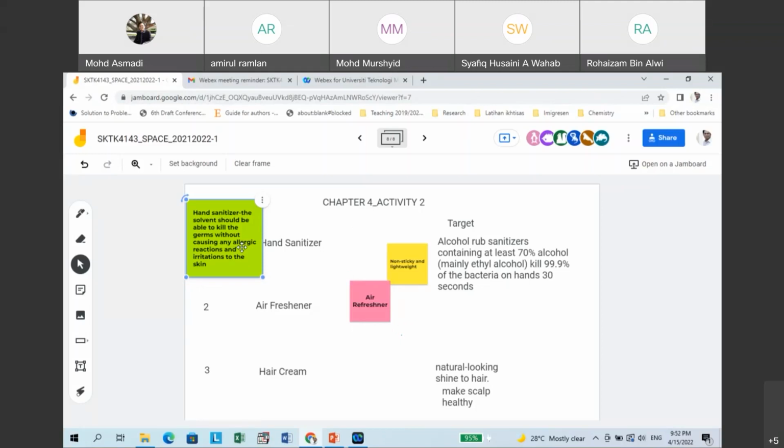For air freshener, you want to find the air freshener that is able to remove odor, or able to remove or degrade the volatile organic compounds, VOC. Like that. For hair creams, for example, you want to find hair creams that are not sticky after you apply them to your hair, and do not cause skin irritation after contact with your skin. That is one example.